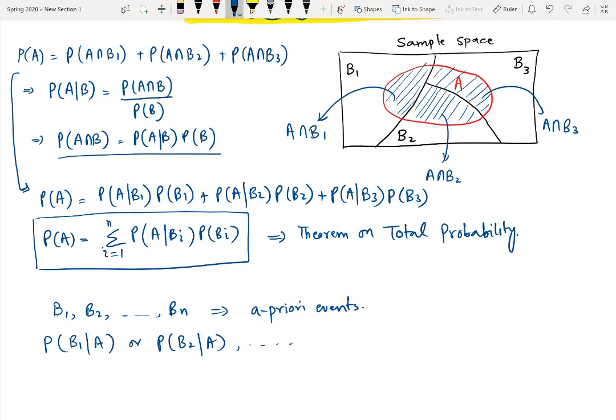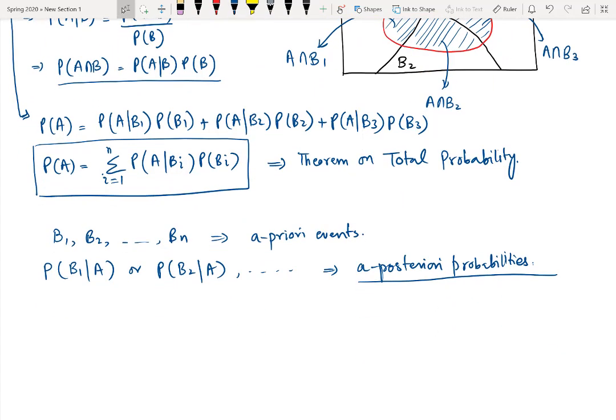if we are interested in computing these probabilities, they are called a posteriori probabilities. Now, how to compute these a posteriori probabilities? This is a major problem, because if we write this in the form of conditional probability, what does it come out to be? Probability of Bi given A. By using the conditional probability theorem, I can write it as probability of Bi intersection A divided by probability of A.